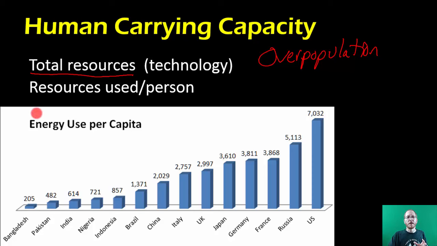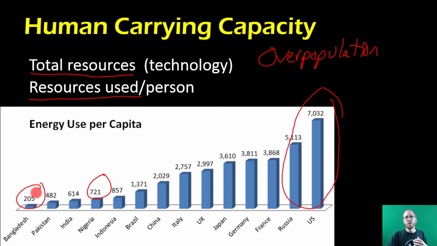And the second one is we have to know how much resources are used by each person. This is interesting because if you look at the resource use per person, you'll notice that if you live in the US, we use a lot of resources, a lot. If you live in Russia or Europe, you tend to use a lot more resources than someone who lives in parts of Asia or parts of Africa. They're using much, much, much less.